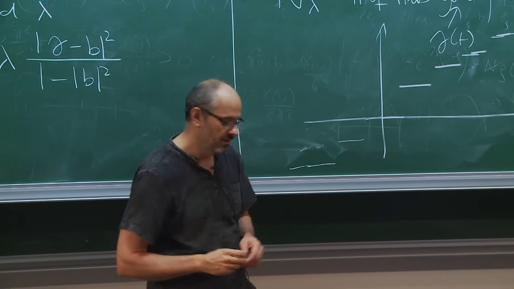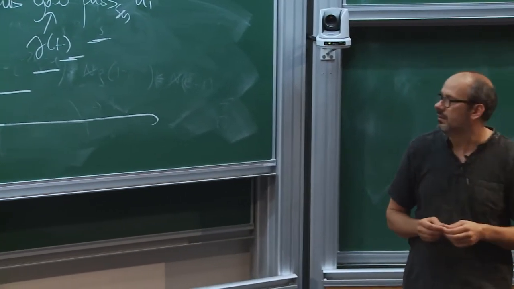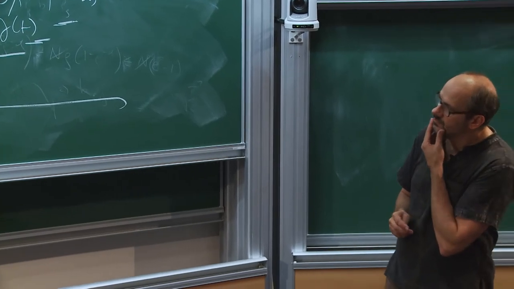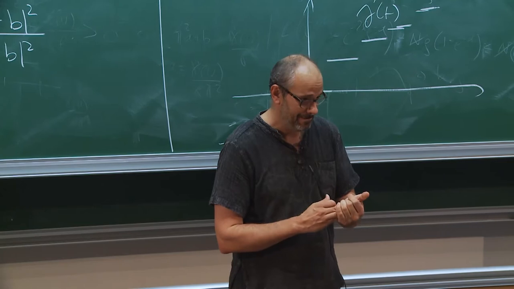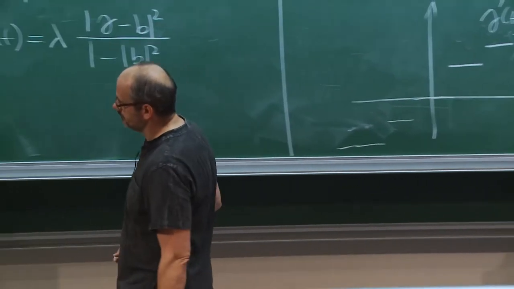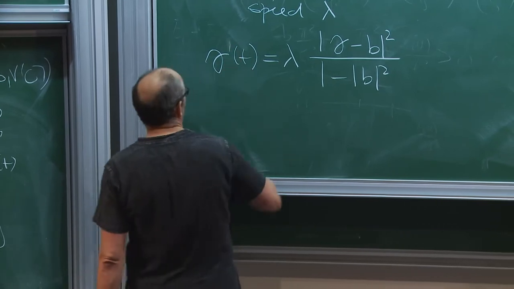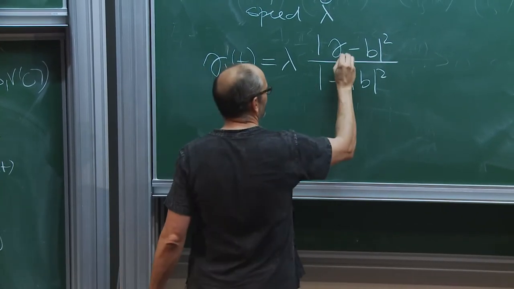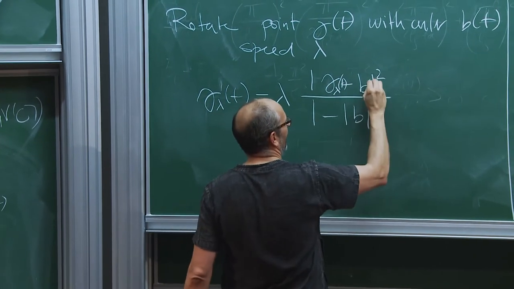So gamma is defined for you; B is a path that is given to you. It's gamma that depends on lambda and t. Put t here also.